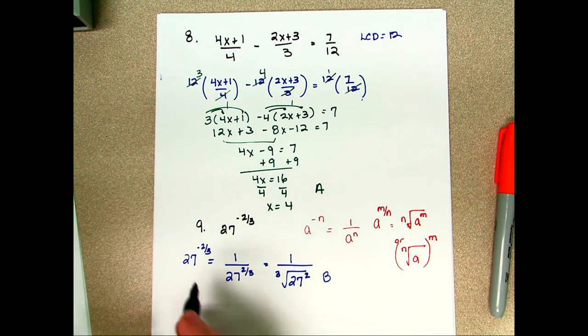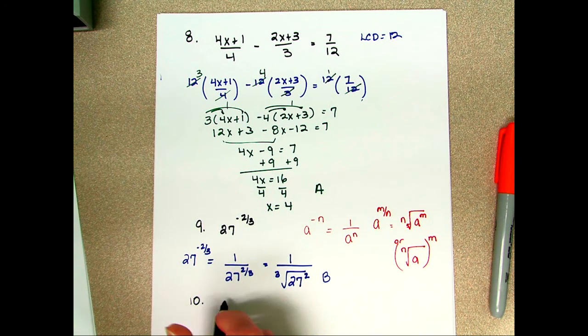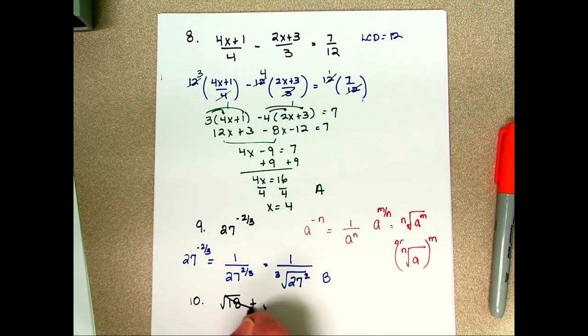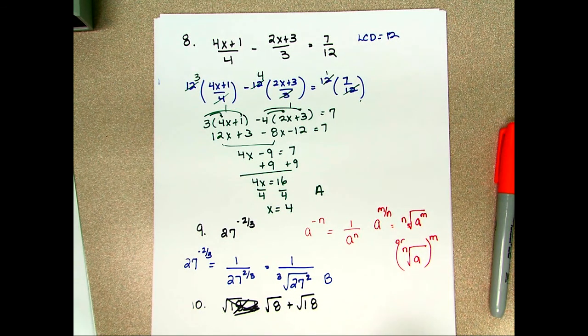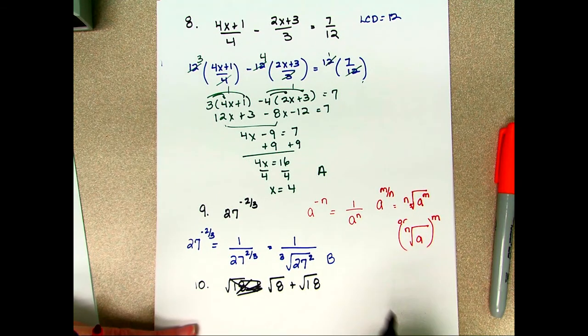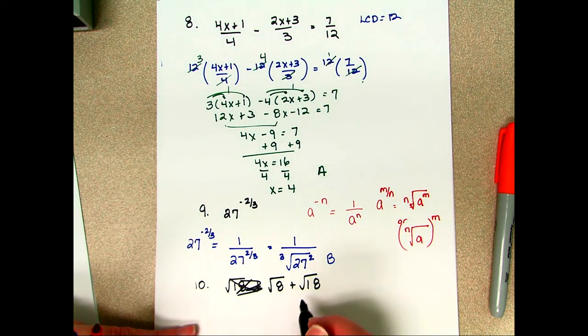Number 10, we want to simplify the square root of 8 plus the square root of 18. In order to add or subtract radicals, the number underneath the radical, the radicand, has to be the same. We first need to simplify our radicals.